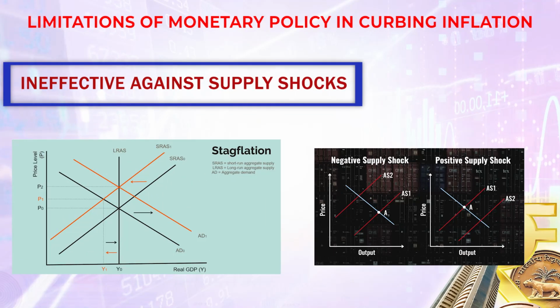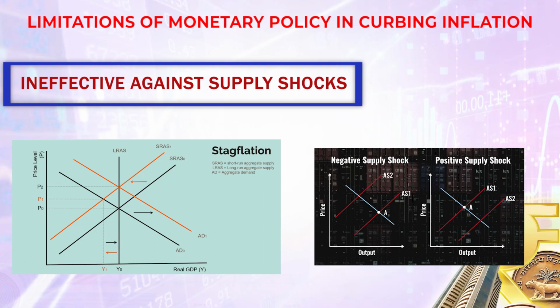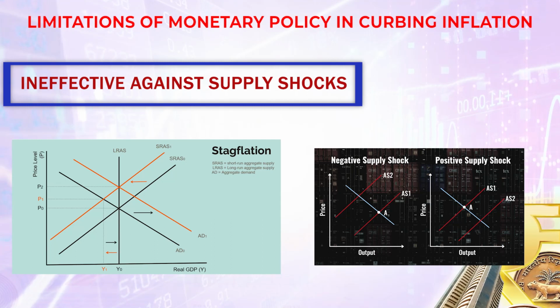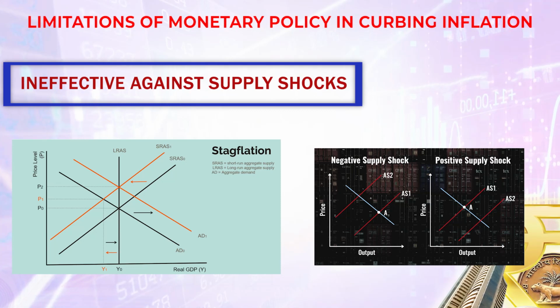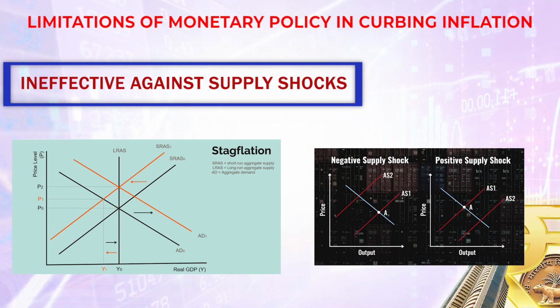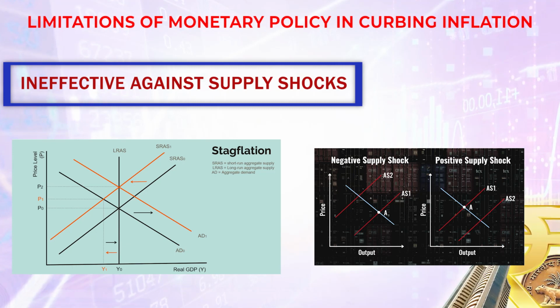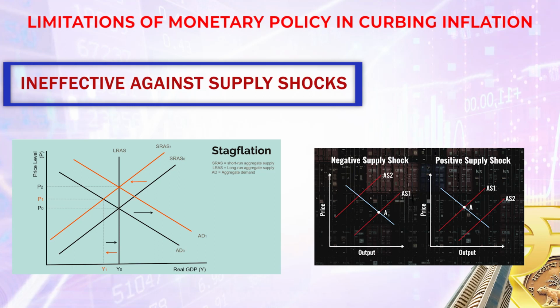The third one is ineffectiveness against supply shock. If there is a supply shock of goods and services, as we are seeing in the Russia-Ukraine war, there is an exogenous shock on the supply side, and there is an increase in the price of food, food inflation specifically, then it cannot be controlled by the RBI implementing different types of monetary policy. Other types of policies are needed, and amendments of the policy rates are needed.